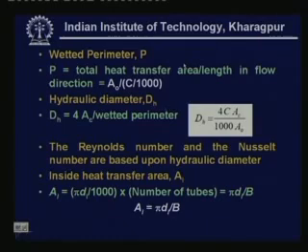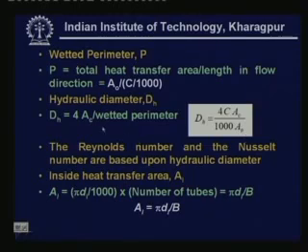Next we find the wetted perimeter. Wetted perimeter P is defined as total heat transfer area divided by length in flow direction. Length in flow direction, per row, is nothing but C divided by 1000. So wetted perimeter is A subscript O, the total area, divided by C by 1000. Why do we need wetted perimeter? Because the hydraulic diameter is defined as 4 into minimum flow area, that is A subscript C, divided by wetted perimeter. If you substitute the expression, you find that the hydraulic diameter is given by 4 into C into A subscript C divided by 1000 A subscript O.